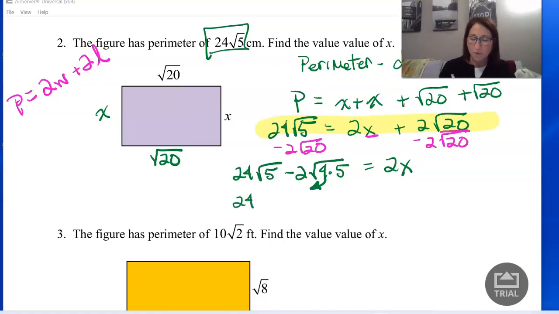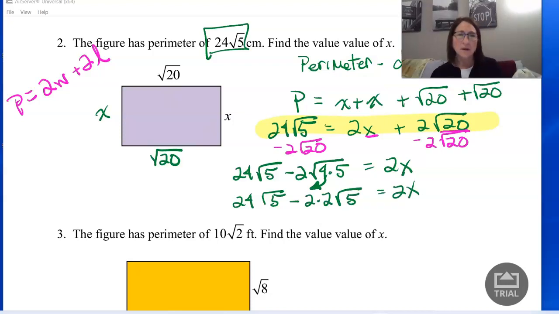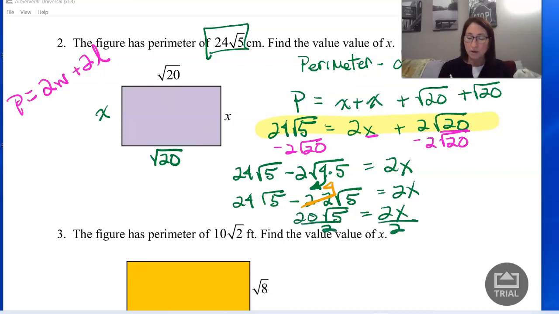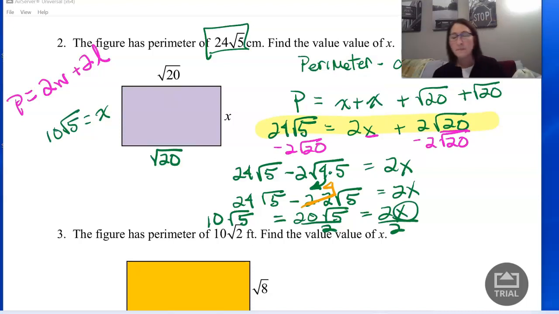But I can bring the square root of 4 out. So I've got 24 root 5 minus 2 times 2 root 5 equals 2x. Well, 2 times 2, let's just make an adjustment here. That's just 4. So now I've got 20 root 5 equals 2x. Divide both sides by 2, and I end up with 10 root 5 is equal to x. That's what our x is, 10 root 5.